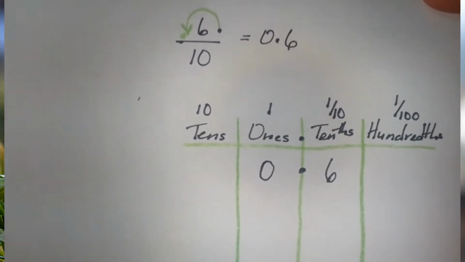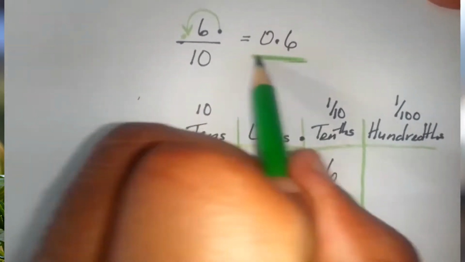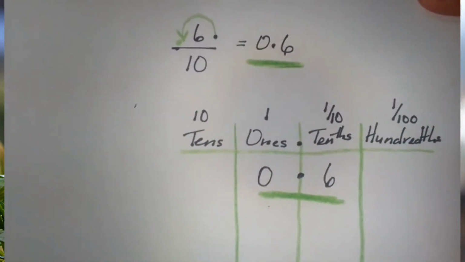Notice that we end up getting the same thing, 0.6. Using the place value chart, we end up getting the same thing. So either way that you find it easier to understand and to work, do it that way.